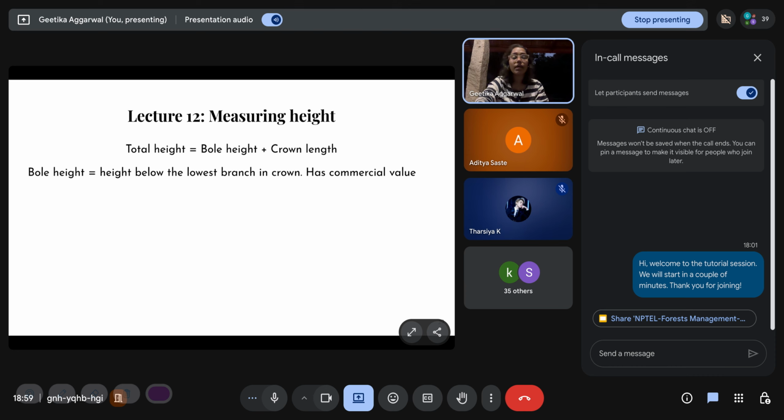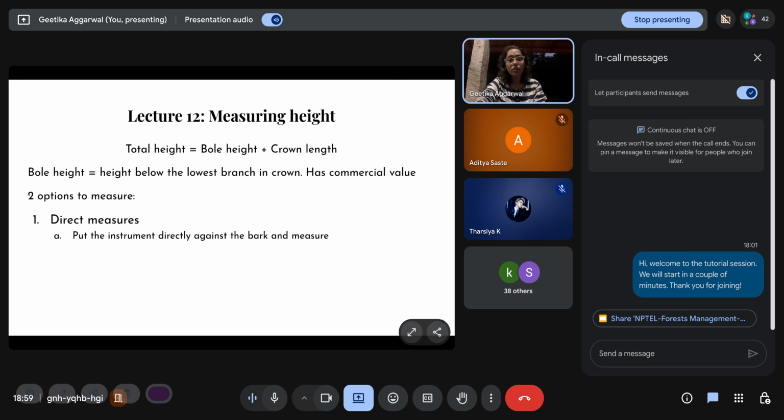Bole height is the height below the lowest branch in the crown, and this is what has commercial value. So if you cut down the tree, this is from where timber will be extracted. Okay. There are two ways in which you can measure the height. You can either measure it directly or you can measure it indirectly.